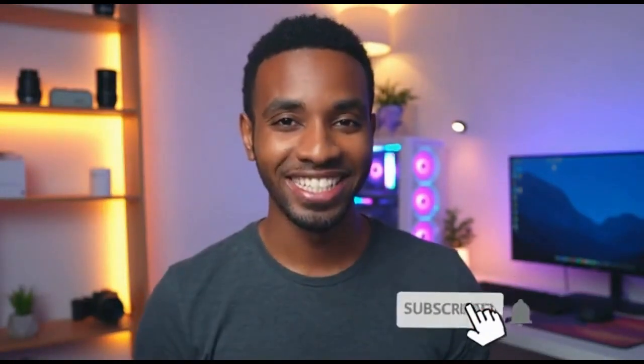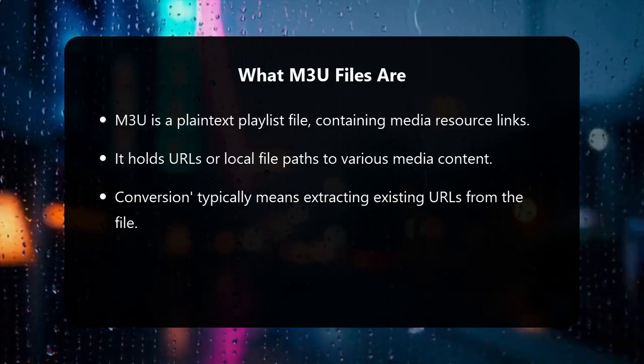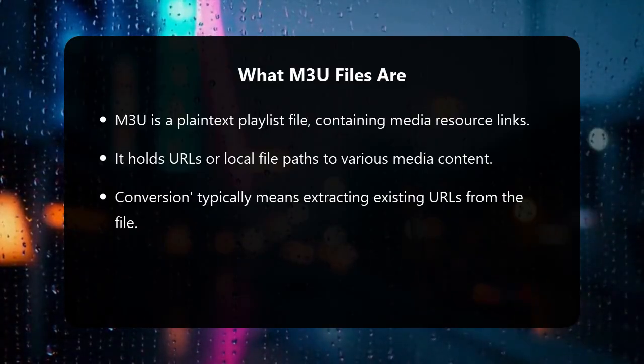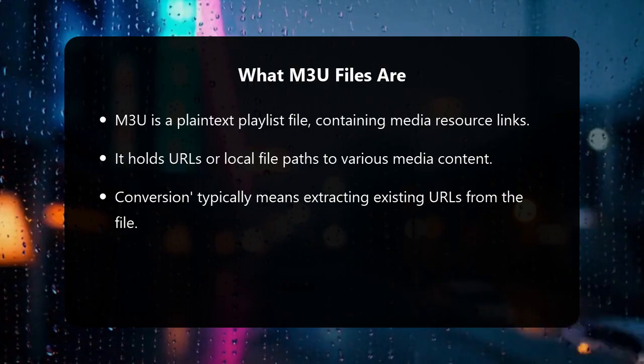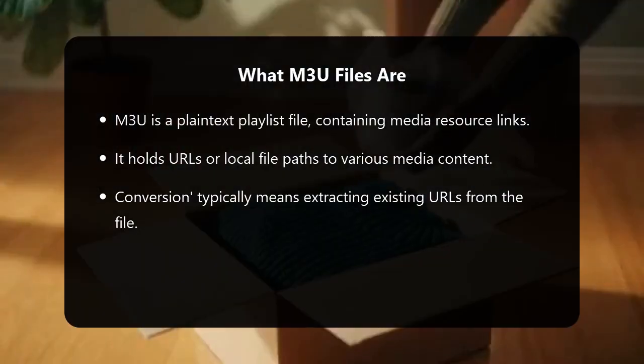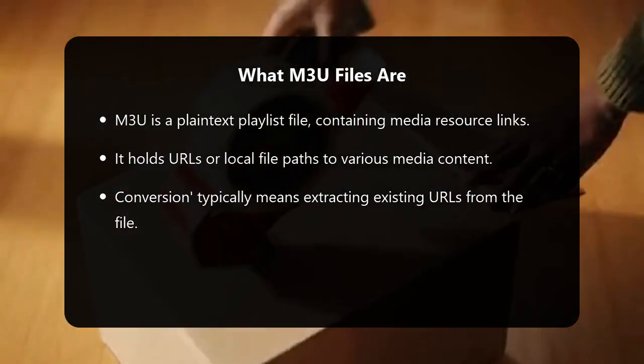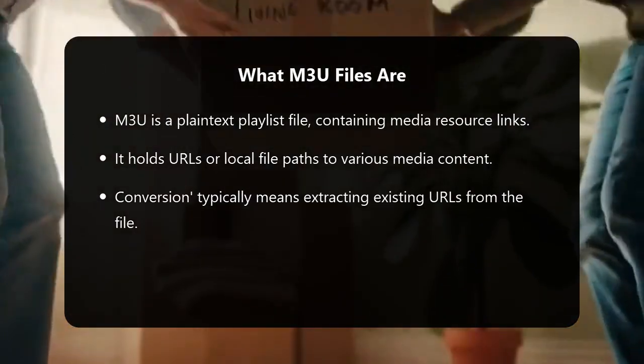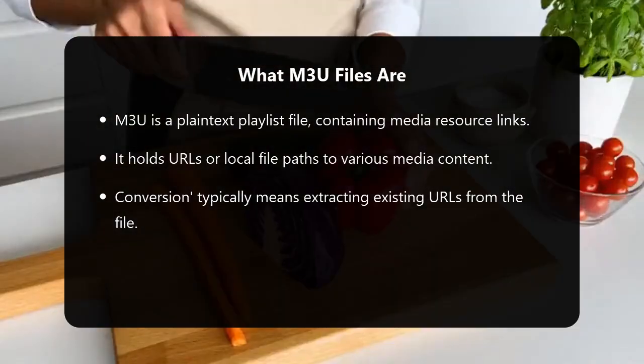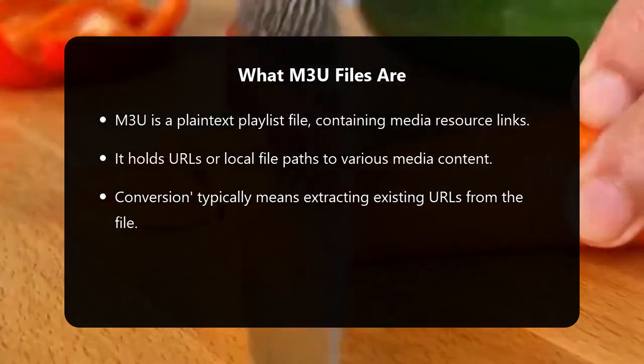Let's jump in. An M3U file, short for Moving Picture Experts Group Audio Layer 3 Uniform Resource Locator, is essentially a plaintext playlist file that stores paths or URLs to various media files, allowing media players to locate and play a sequence of audio or video content. When you aim to convert an M3U file to a URL, it's crucial to understand what this typically entails.